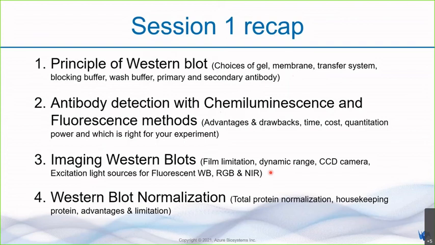And finally, we touched a little bit on Western blot normalization, where we discussed the advantages and limitations of housekeeping protein and total protein normalization. I hope it gives you a general idea about the flow of the whole e-learning webinars. So these are the session 1. Let us move on to session 2.